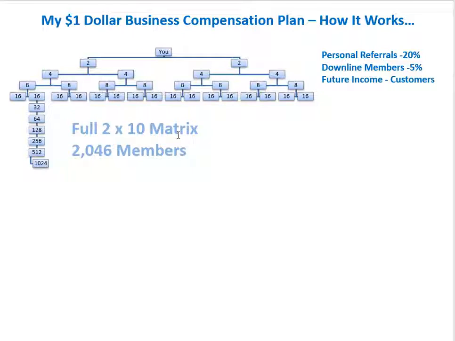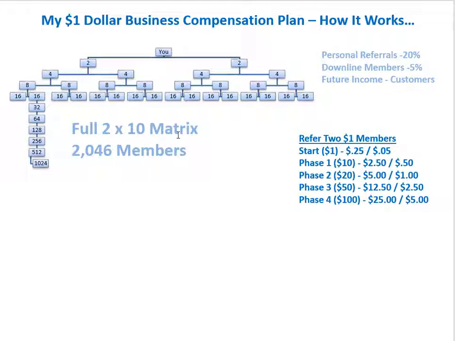And when we have the company store, then customers, people that are not interested in the business opportunity, will be able to go there and purchase products, and we'll earn commissions on that. And that will actually allow this opportunity to provide unlimited income once we have the company store available. So let's look at what we earn on at each phase.